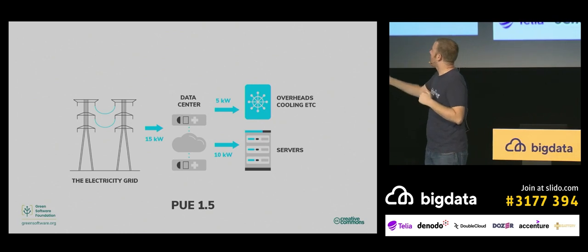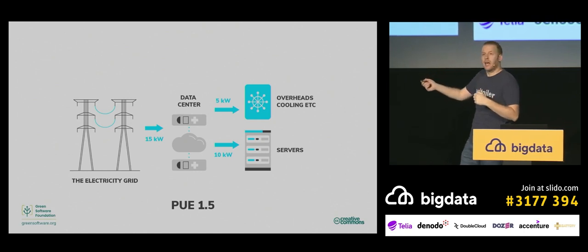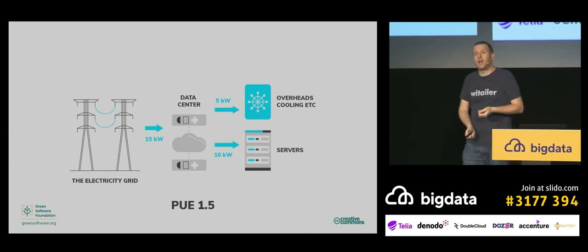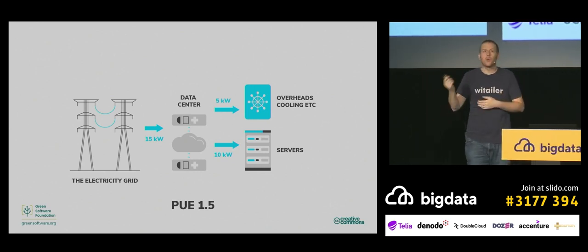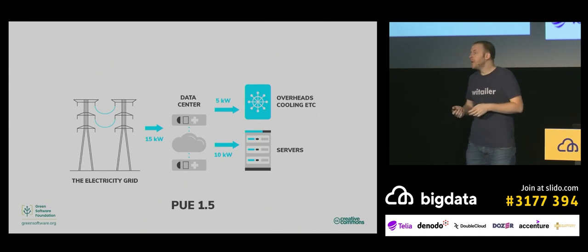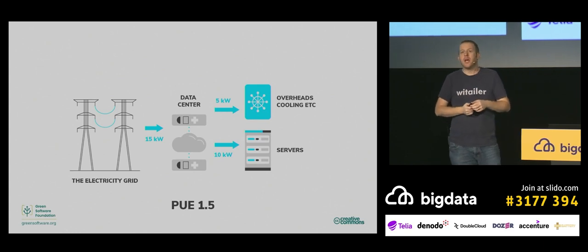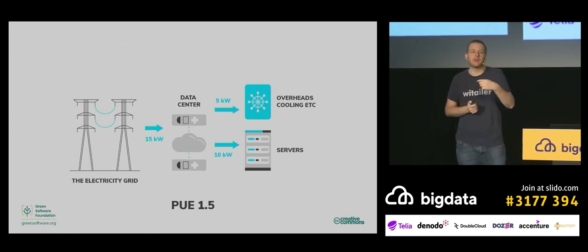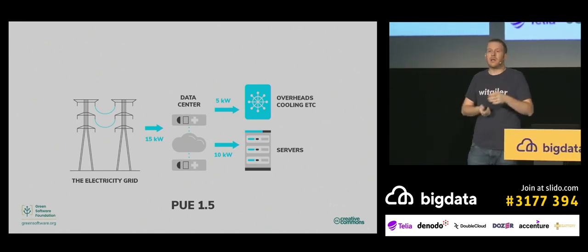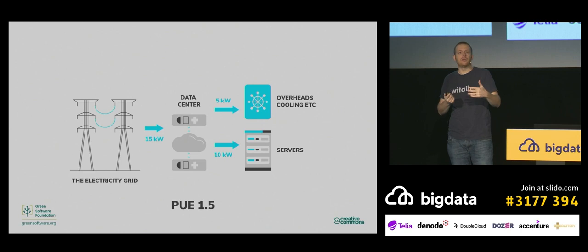In this slide, we can see that for 15 kilowatts produced by the grid and put into the data center, just 10 go to the servers, and the other 5 is overhead: cooling, lights, electricity for doors, something else. So the PUE is 1.5. It's not a great result. Many of the most famous cloud providers, Google, Amazon, and Microsoft Azure, are achieving a PUE of about 1.1 or even 1.05. That's a great result.